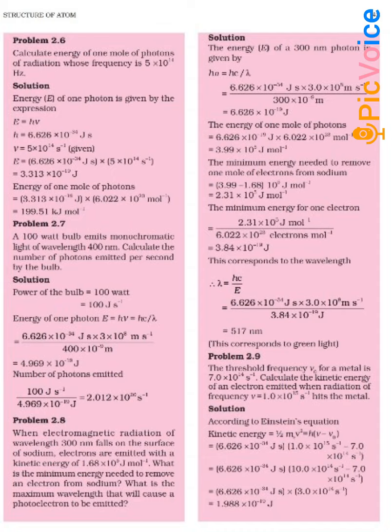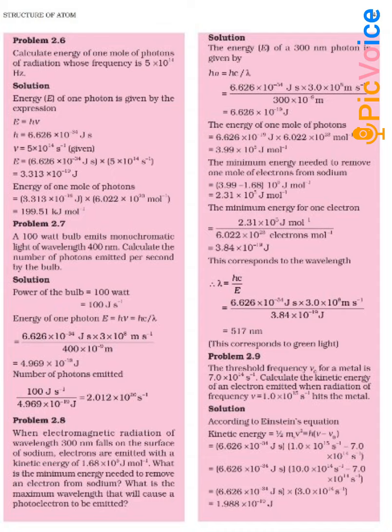Now I am coming to problem 2.7. A 100-watt bulb emits monochromatic light of wavelength 400 nanometer. Calculate the number of photons emitted per second by the bulb. You know that the power of the bulb given is 100 watt. 100 watt equals 100 joule per second.